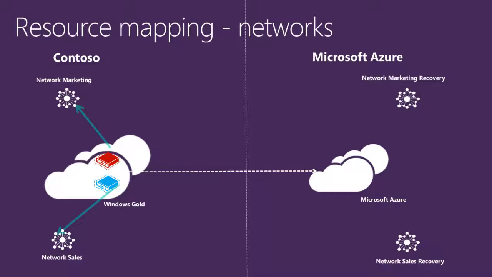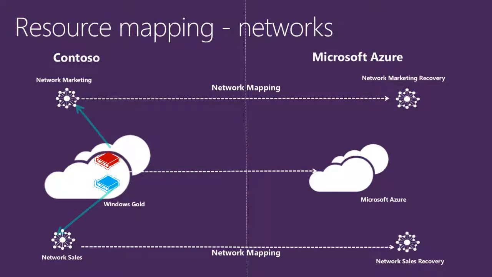So here I have a Windows Gold cloud that's protected to Microsoft Azure. It has virtual machines. It's a multi-tenanted cloud. It has virtual machines belonging to sales and marketing, the red and blue. And on the other side, I have created the network marketing recovery and network sales recovery on the Azure side. The middle is the dividing portion. What I do is then I do a network mapping to tell Azure, ASR, that when a VM that's protected to network marketing fails over, connect it to network marketing recovery. And the same I do for the sales.